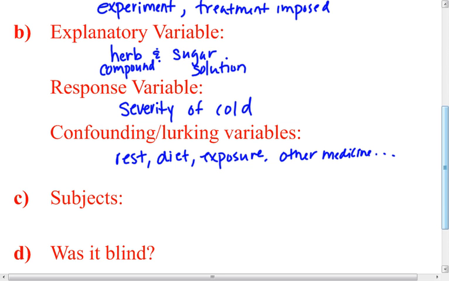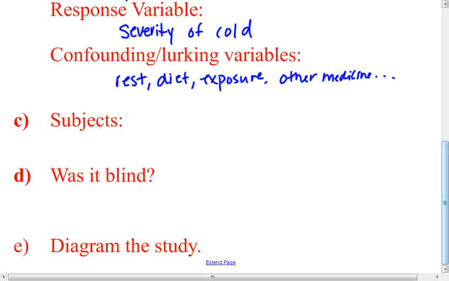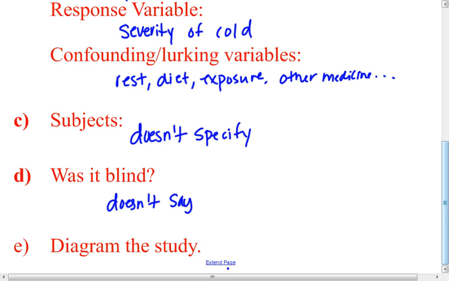Okay. Subjects, it really doesn't tell us. It does not specify who our subjects are. We don't know if it's young people, old people, men, women. How many of them are there? We don't know. Was it blind? It doesn't say whether it was blind or not, but I'm guessing it probably was. Typically when there's a placebo thing, it is blind, but it really doesn't say.